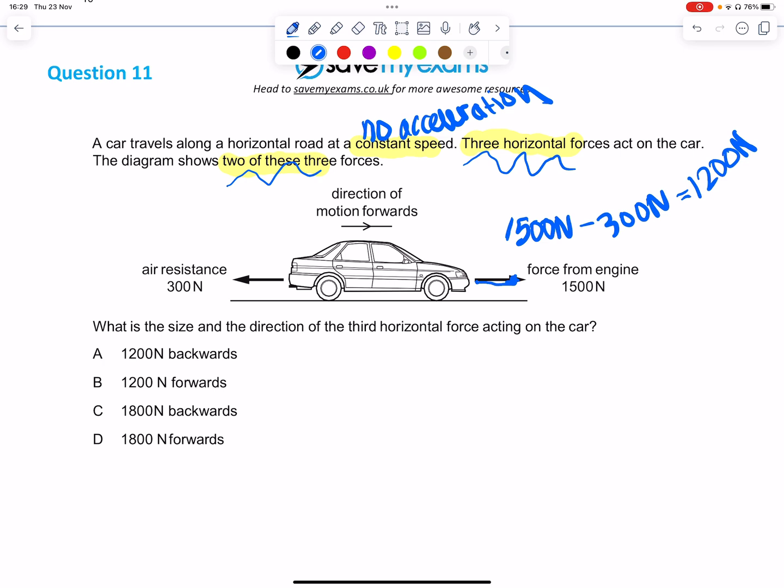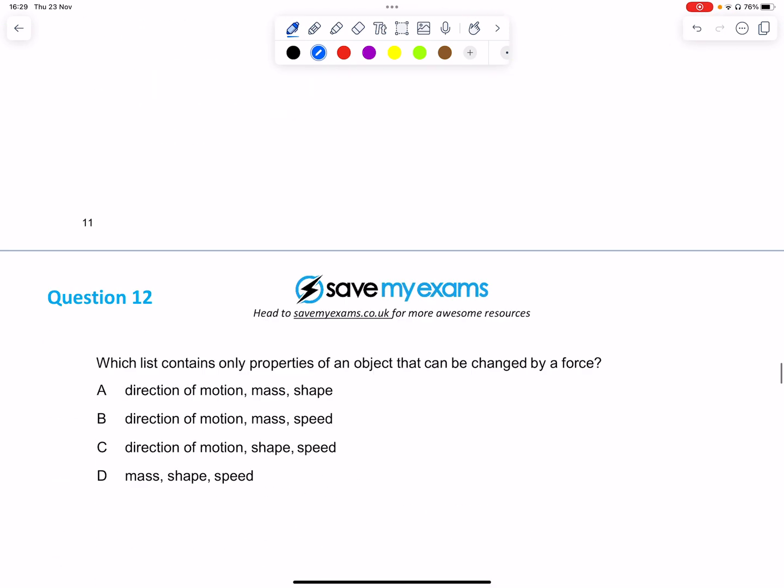We know that the forces have to be balanced in order for the car to be traveling at a constant velocity. In order for the forces to be balanced, there has to be another 1200 newtons force acting on the car in the backwards direction. Therefore, you could say that the only correct option over here is option A. Okay, so let's move on to the next question.